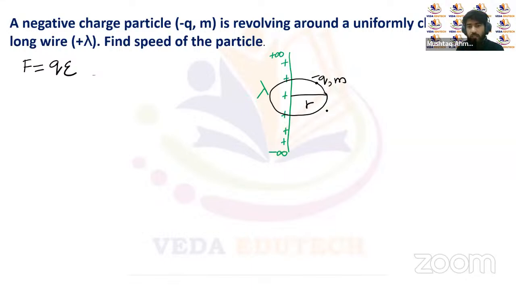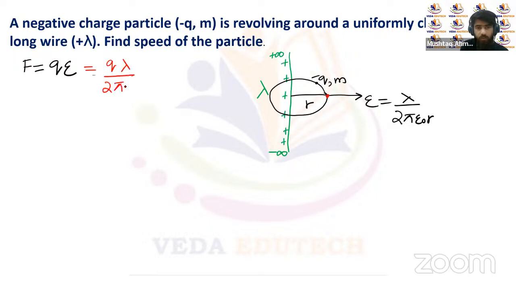We know that the electric field because of the infinite line charge at a distance of r is E equals lambda upon 2 pi epsilon naught r. So this will be the electric field at this point because of this infinite line charge. So the force at this point will be, by magnitude, q lambda upon 2 pi epsilon naught r. This will be the force, and this force will be the necessary centripetal force required for this particle to be in circular motion.